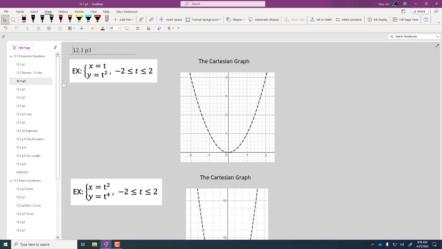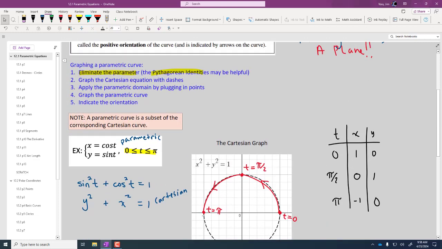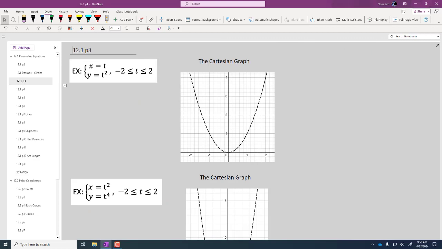So the first step is to eliminate t, eliminate the parameter. With this example, in order to eliminate the parameter, we use the Pythagorean theorem. But for this one, we just need substitution, right? If x is equal to t, then we're going to plug that in down here. If x is t, then we replace that t with an x, and we'll get y equals x squared. So step one for any parametric curve is get rid of the t.